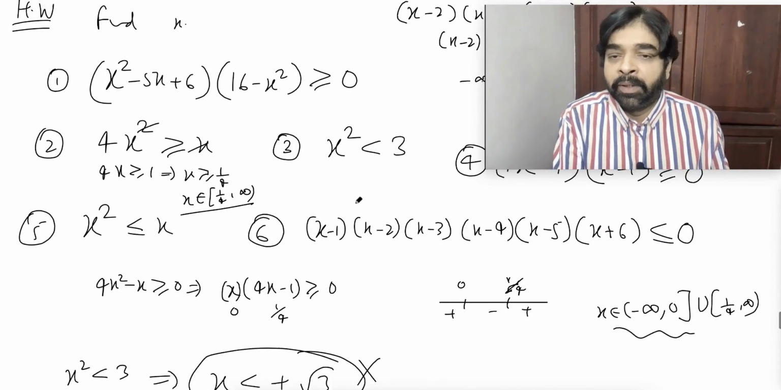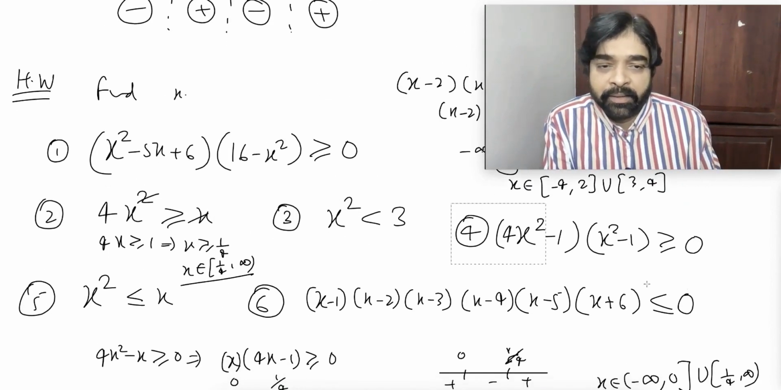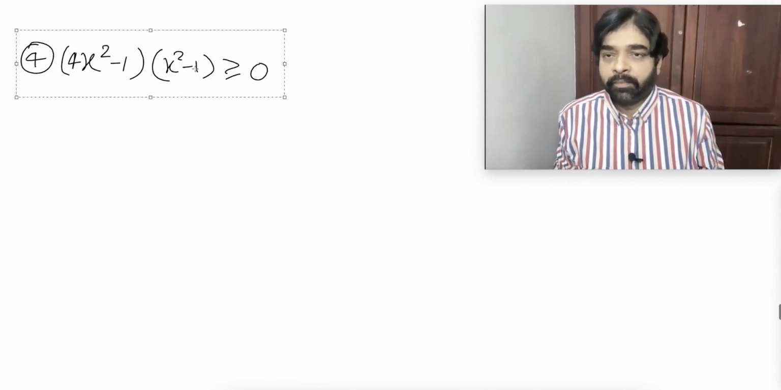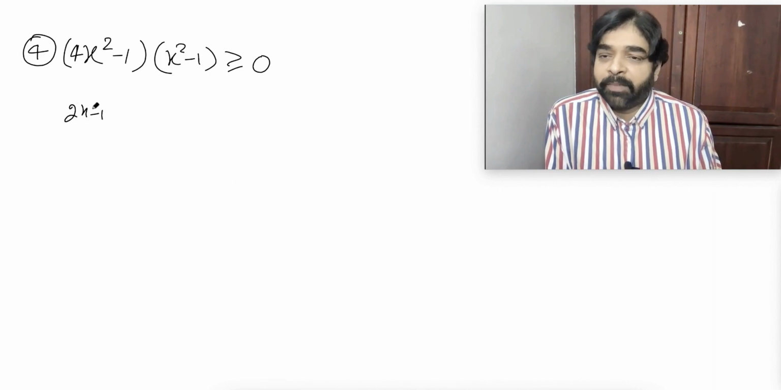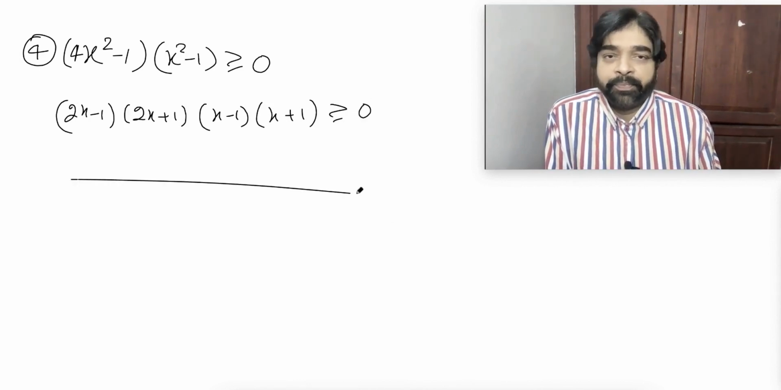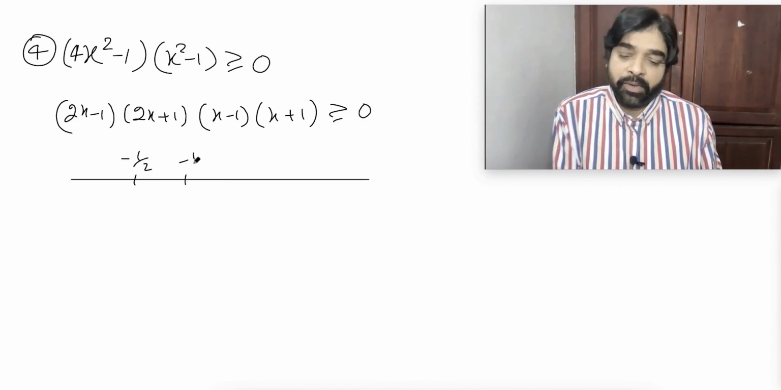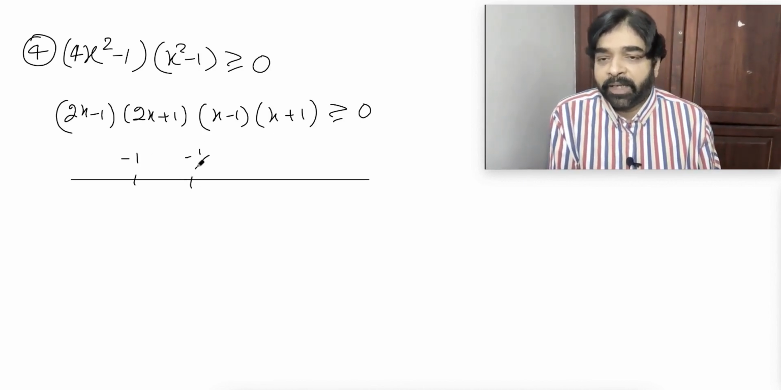Now fourth one, 4x square minus 1, factorizing 2x minus 1, 2x plus 1 into x minus 1, x plus 1 greater than equal to 0. Critical point minus 1 by 2, minus 1 will be the smallest critical point. Minus 1, and this is the minus 1 by 2, this is 1 by 2, this will be 1.